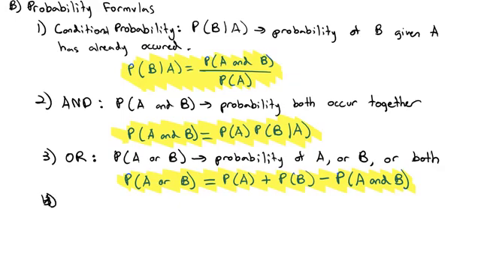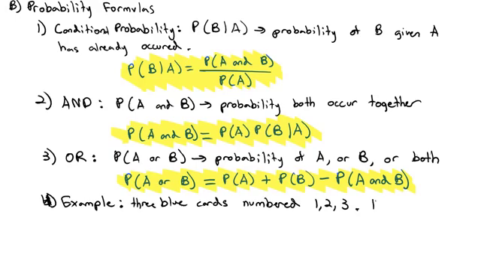So let's do an example, number 4. Let's say we have 3 blue cards numbered 1, 2, and 3. And I have 2 yellow cards numbered 1, 2.